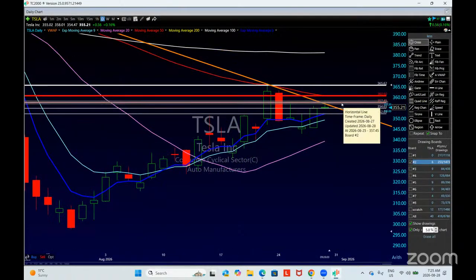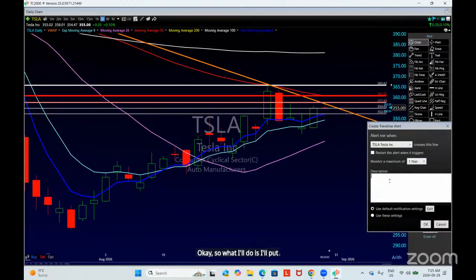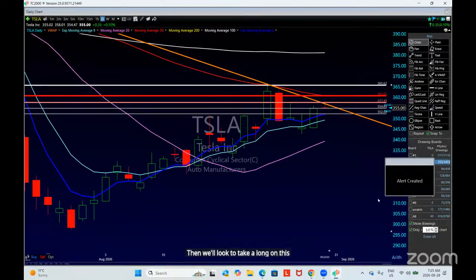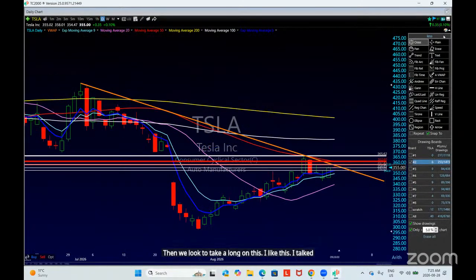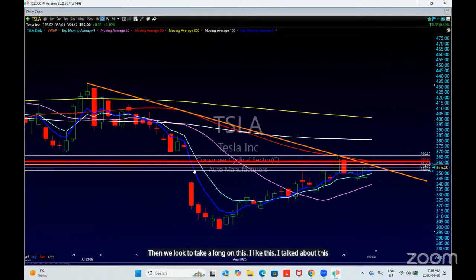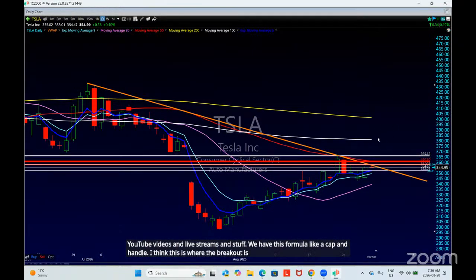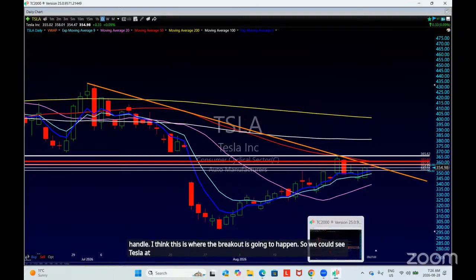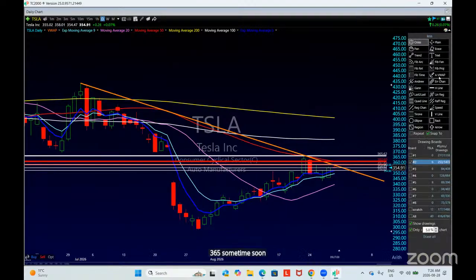Okay, so what I'll do is I'll put an alert here, 358. Then we'll look to take a long on this. I like this. I talked about this in YouTube videos and live streams. We have this forming like a cup and handle. I think this is where the breakout is going to happen. So we could see Tesla at 365 sometime soon, next week.